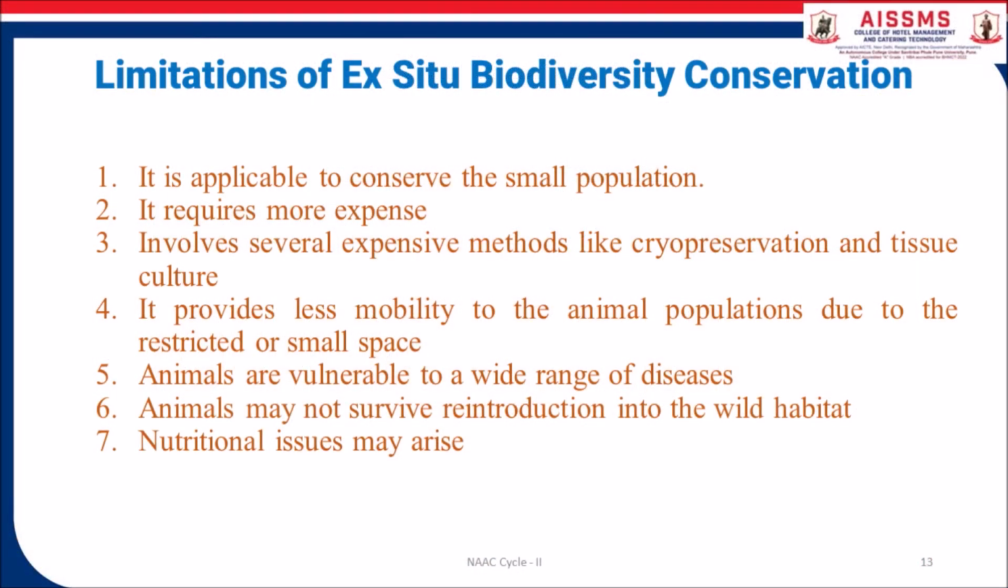First, ex situ biodiversity conservation is applicable only to conserve the small population. Second, it requires more expense to conserve the threatened plant and animal species as they require special care and attention as well as basic needs like food, shelter and medicine. Ex situ conservation involves several expensive methods like cryopreservation and tissue culture to preserve the genetic and reproductive material.